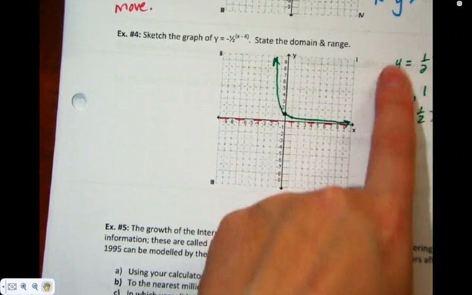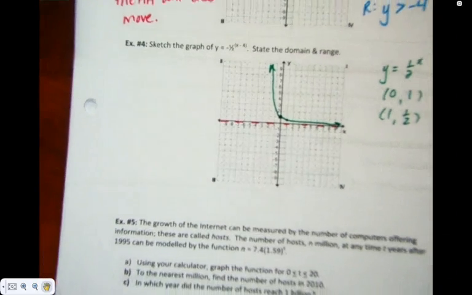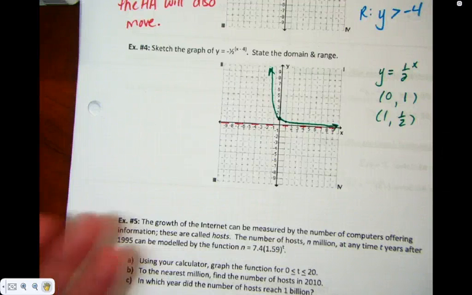Questions with this fraction base graph? Turn and talk. So find someone who looks friendly or doesn't look friendly and discuss the transformations.